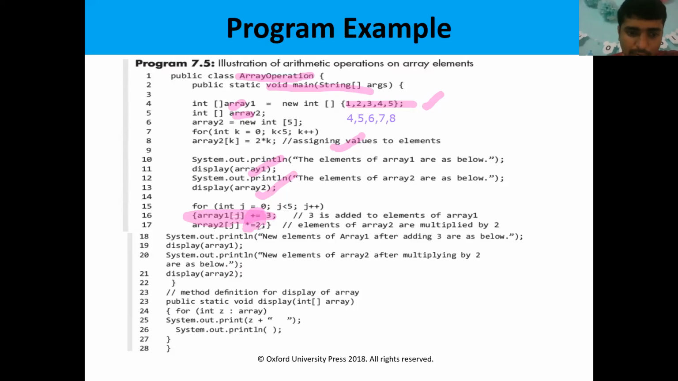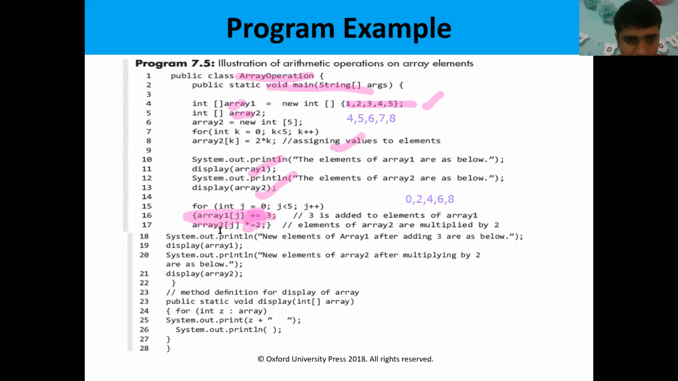Then he has taken array 2 and is multiplying it by 2. Array 2 is initialized with 2 into k. That means initially array 2 values are 0, 2 into 1 is 2, 2 into 2 is 4, 2 into 3 is 6, 2 into 4 is 8. So initially array 2 is initialized to 0, 2, 4, 6, 8.